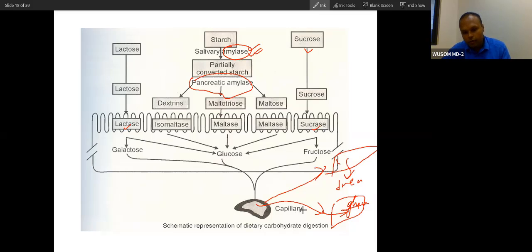And then if somebody has taken a lot more carbohydrate, fat will also be formed in the liver, and it will be transported to adipose tissue. So this event goes on after digestion.